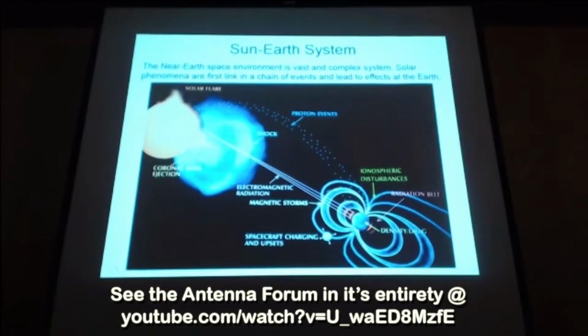By the time these structures reach Earth, they are about a quarter of the distance between the sun and the Earth. That's how big these things are. Okay, these structures are the ones that cause geomagnetic storms. Speaking of, let's talk about the Sun-Earth system. The near-Earth space environment is vast and complex, and the solar phenomena are just the first link in a very complex chain of events that lead to effects at the Earth.